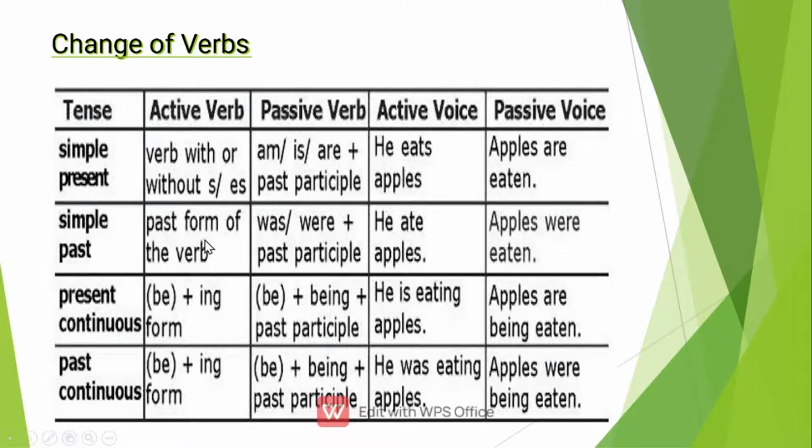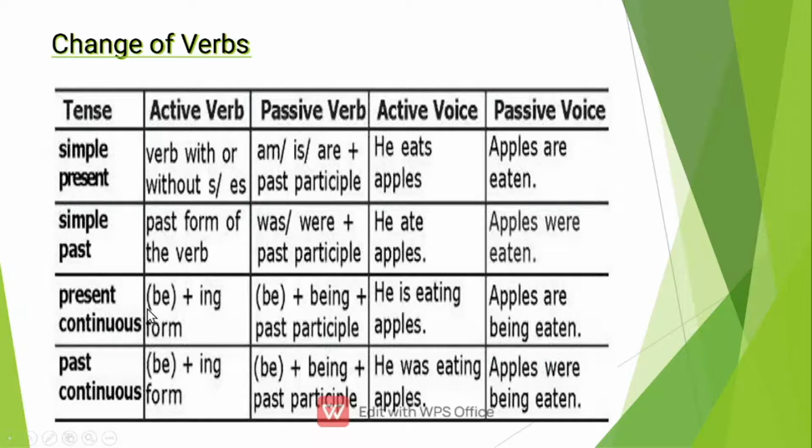Now similarly, when we have simple past tense form like he ate. So again, past participle form will be used and helping verb will become was or were according to the subject. Okay, like he ate apples. Apples is plural. So in past tense we will use were. Eaten is the third form. Okay.